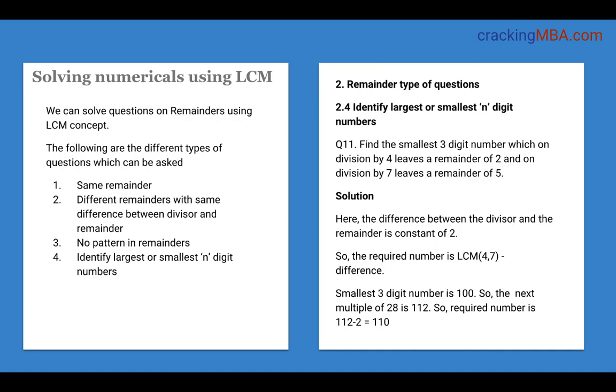So what we have to do is find the smallest 3-digit number which is divisible by 28 and subtract 2 from that. The smallest multiple of 28 greater than 100 is 112, as we saw in the previous question. So subtracting 2 from that, we get 110.